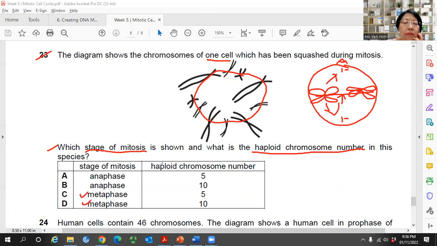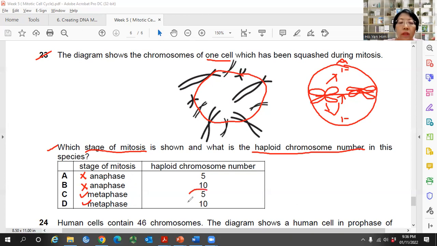It cannot be anaphase. Another thing is, you know that in anaphase, the sister chromatids already separated and must be V-shaped. But these are not V-shaped. The sister chromatids are still together. So definitely it cannot be these two. So there are two ways for you to get to the answer. You phase out the incorrect answers, then this is correct. If you're not sure, but you're quite sure this is wrong.